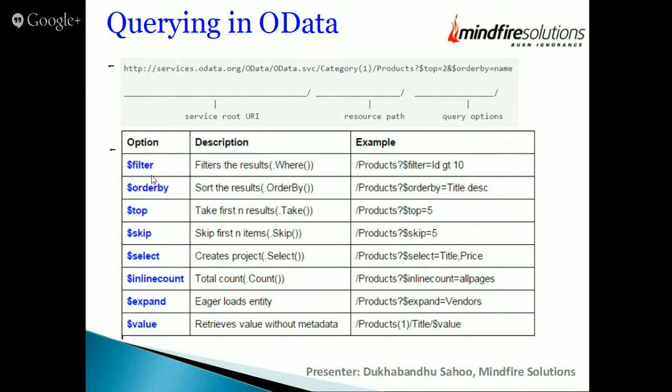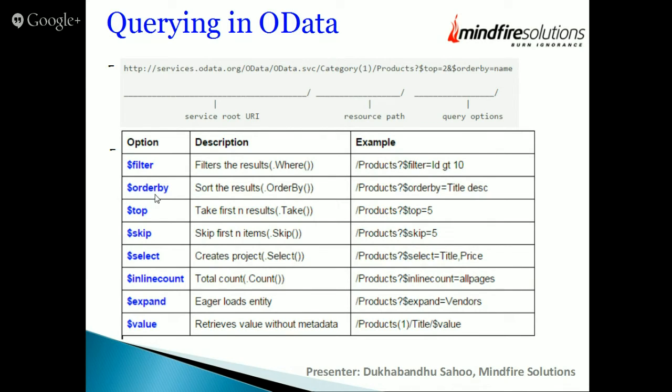So $filter is like .Where in LINQ. For example, we can navigate to the URL $filter=id gt 10. So it will bring all the records where id is greater than 10. So it is like a where query.